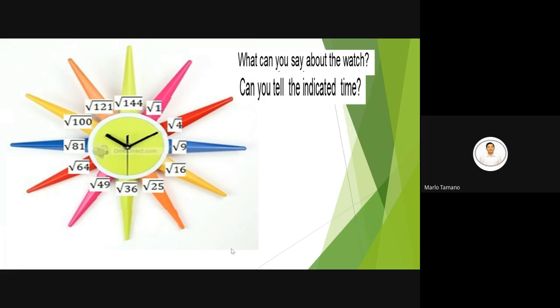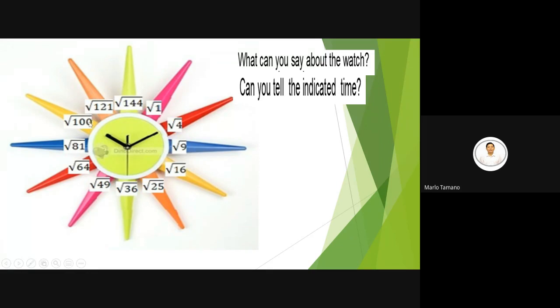Next question is, can you tell the indicated time? In our watch or wall clock, what time is it? 2:33 po? No. Look at the hour hand, yung short hand. Naka-point po dun sa square root of 100. Tama? Not square root of 100 by 4, square root of 100 po. Yan ang basa dyan. Square root of 100. Then the long hand is pointing at square root of 4.